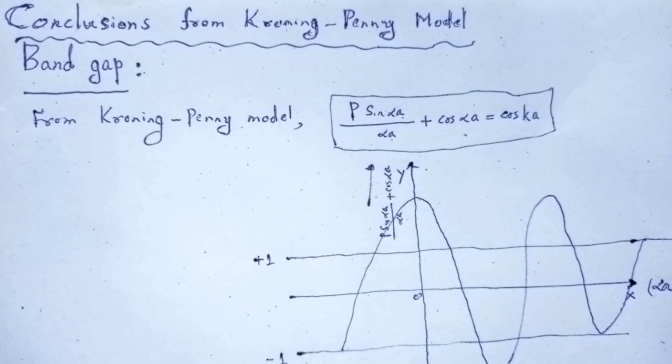In this video, we are going to discuss conclusions from the Kronig-Penney model, such as the idea of band gap, Brillouin zones, and effective mass of an electron.